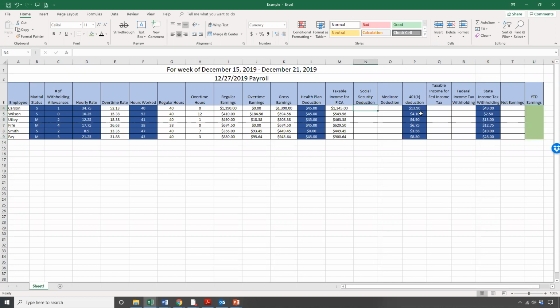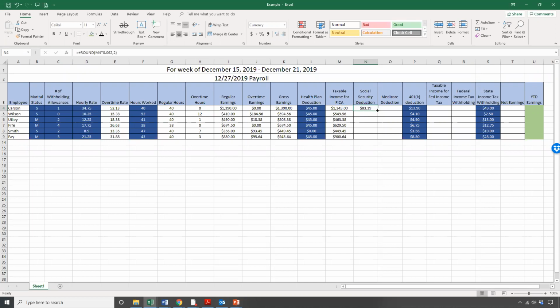So we're just going to go ahead and do a straight 6.2% deduction here. So we're going to round. We're going to take our taxable income for FICA times the 6.2%, 0.062, and then we're going to round that to 2 digits.